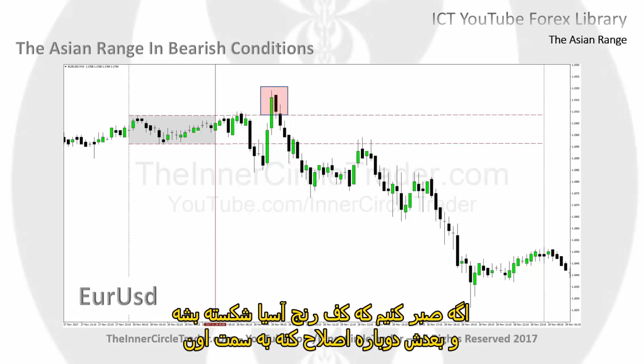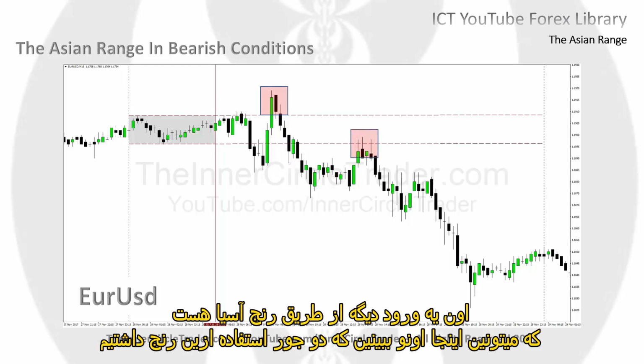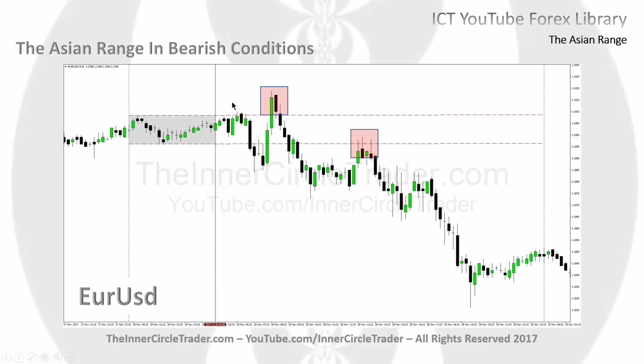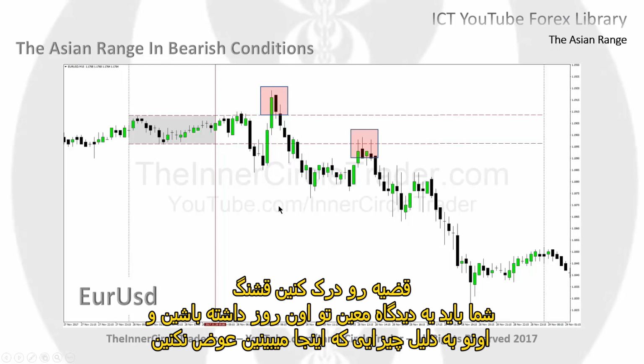If we wait for the Asian range low to be broken and it retraces back up to it, that's the other entry point using the Asian range. So we can see there's 2 ways of using this range. Selling above the Asian range high when we're bearish, best scenario, especially if you have the scenario that's been outlined here. Understand the storyline. You have to have a bias on the day.